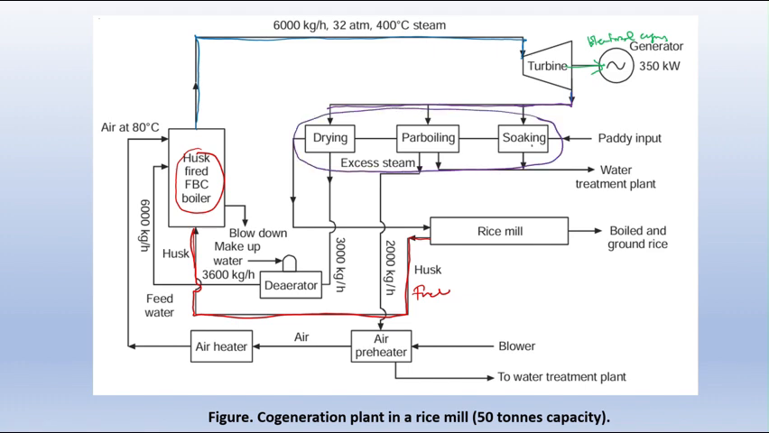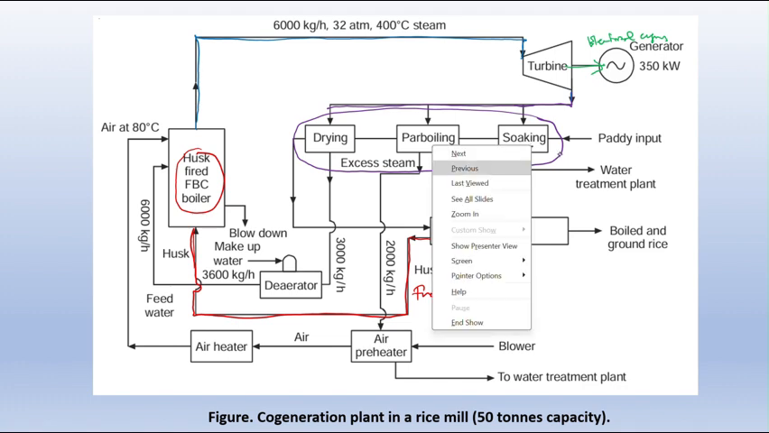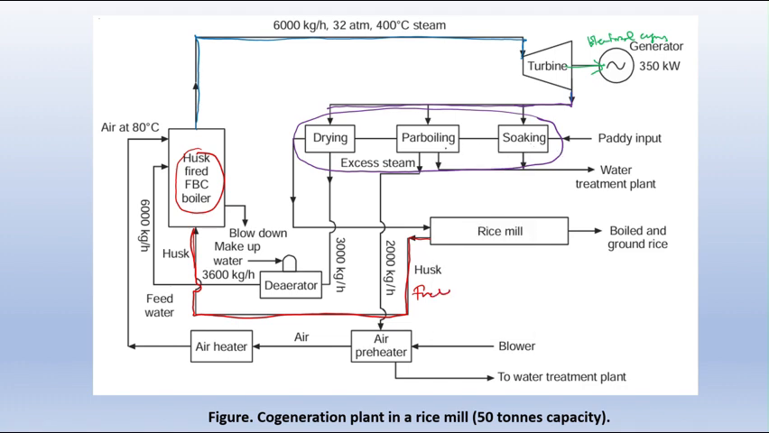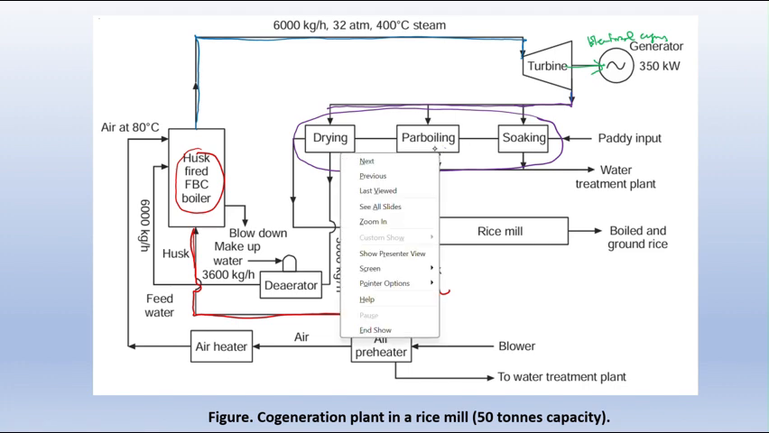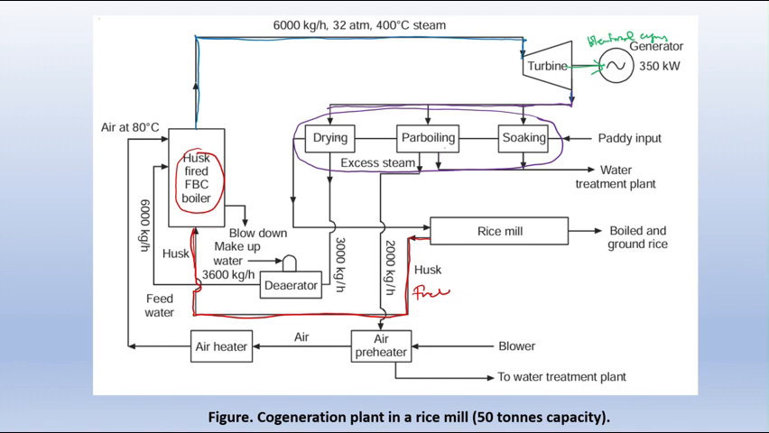The first one is soaking. Soaking is the mixing of paddy with steam. Next one is parboiling, which is boiling the paddy at a higher temperature. Then after parboiling, there is drying. So this is the first process; there is a second process, then a third process.